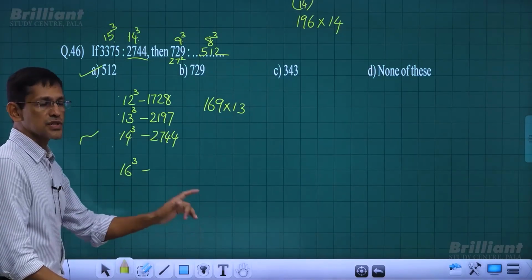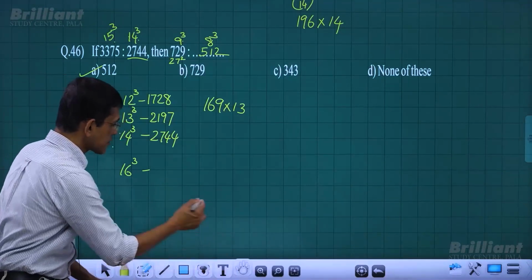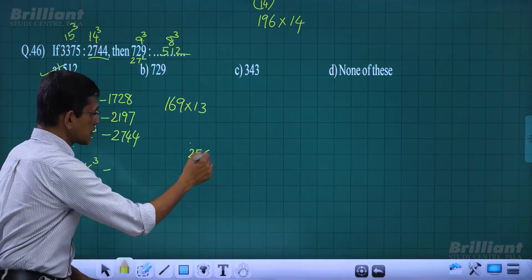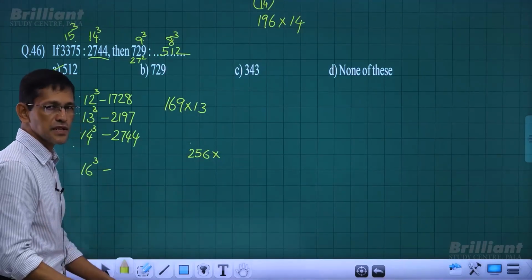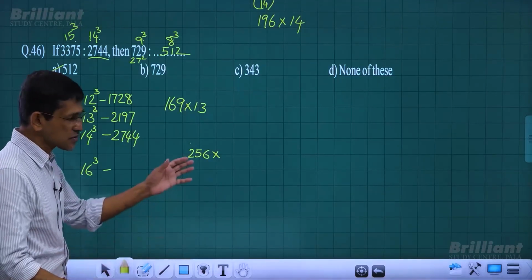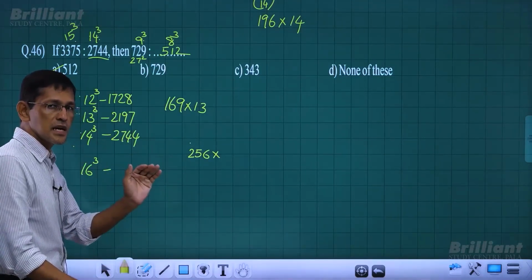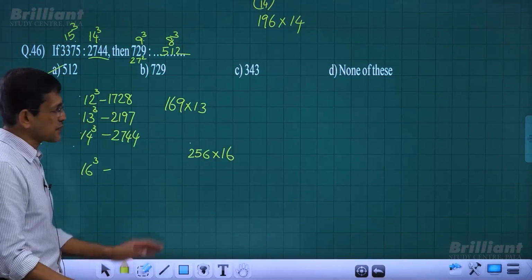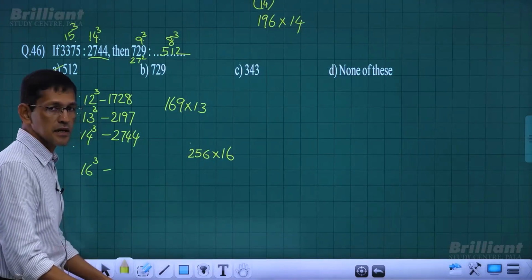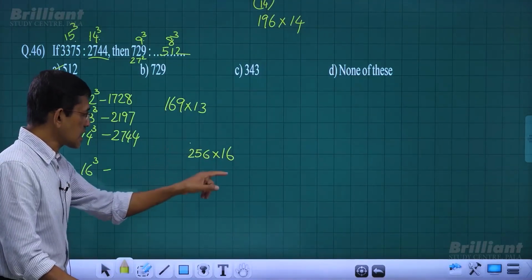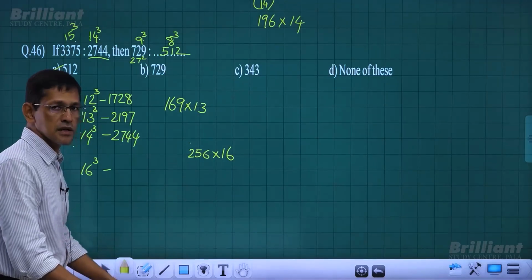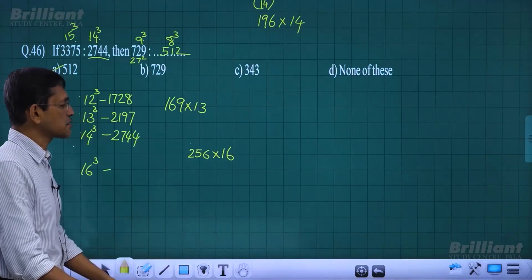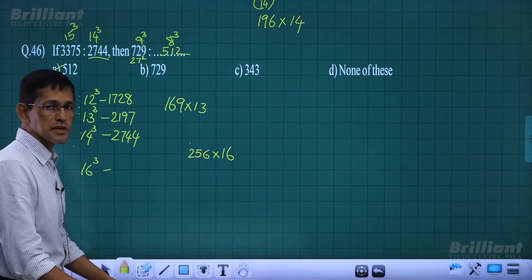16 square into 16. What is 16 square? 16 square is 256. 256 into 16. I just write it over for your convenience. When you do the mental calculation, there is no need to write. It is just to give you an idea how we do that mental calculation. So 256 into 16, how do we multiply that? Either you take it as 256 into 10 plus 256 into 6. 256 into 10 is pretty easy, but 256 into 6 may not be that easy, especially as a mental calculation.